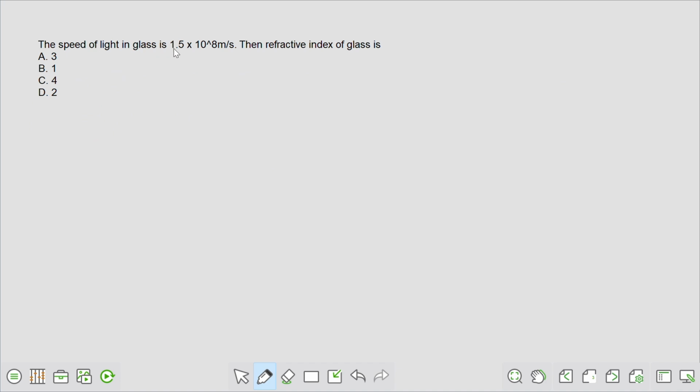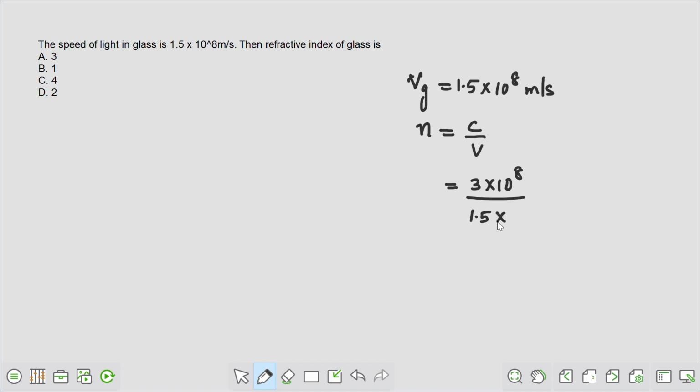The speed of light in glass is 1.5 into 10 power 8 meter per second. Then the refractive index of glass is? So the speed in glass is given, that is 1.5 into 10 power 8 meter per second. Now we have the formula n equal to c by v. So we know that c is the speed of light in air or vacuum, that is 3 into 10 power 8. And here v is 1.5 into 10 power 8.